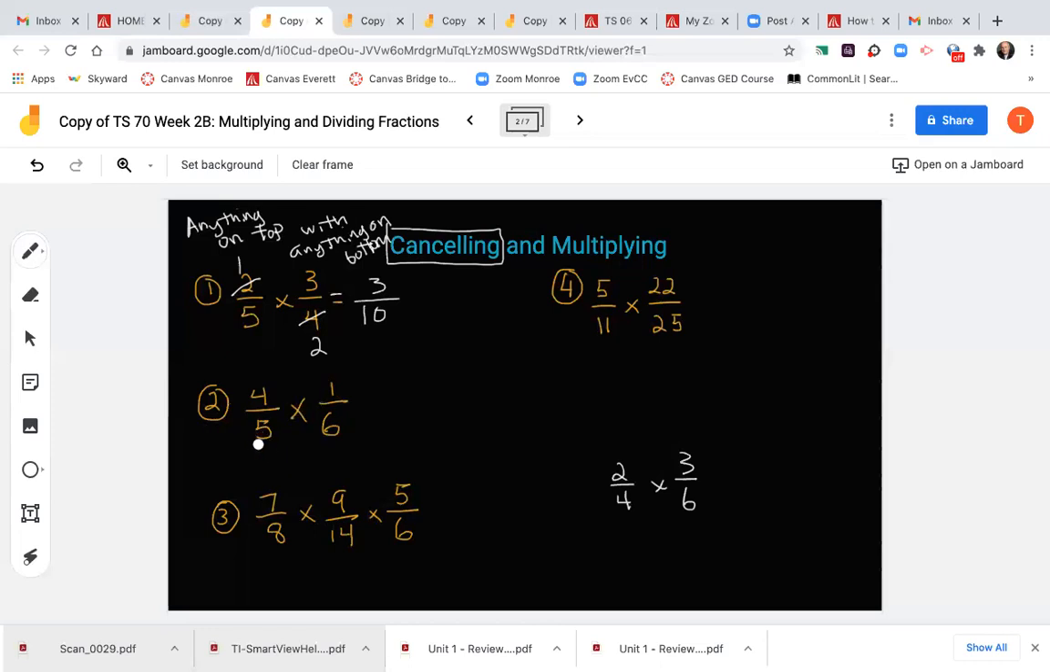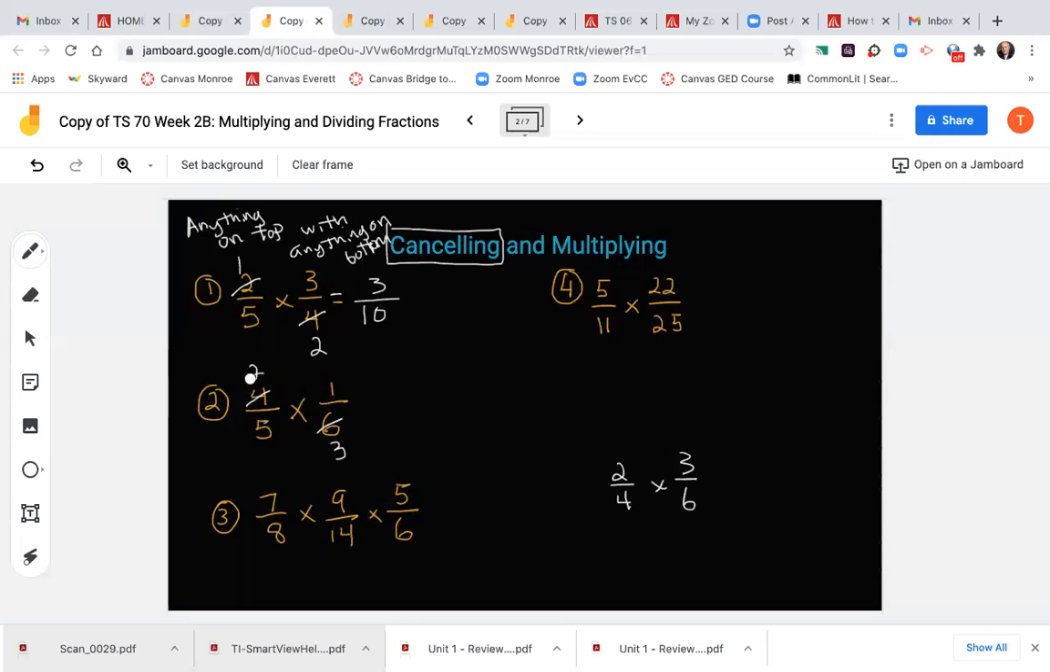Is there something that goes into any number on top with any number on bottom? Yeah. Watch how I do this, okay? I got 4/5 times 1/6. Giving you a moment to write that down. I know that 2 goes into both these numbers. 2 goes into 4 2 times, and 2 goes into 6 3 times. Now, I want to really encourage you, cancel it, draw a line through it. Otherwise, sometimes you'll get confused as to what you're supposed to multiply when you get to the end.